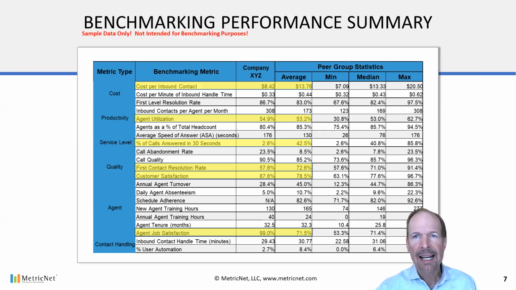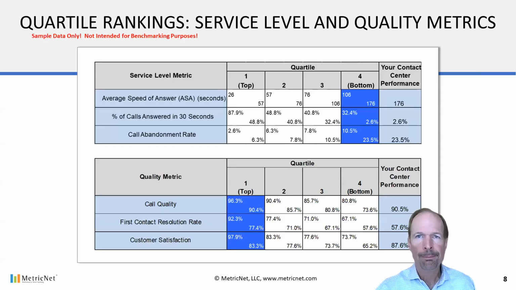The most significant insight from this chart comes from the foundation metrics, cost per contact and customer satisfaction. In this case, cost per contact is below average and customer satisfaction is above average. That is significant because these are the two most important KPIs. And in the case of Contact Center XYZ, they fulfill two of the criteria for a world-class contact center, which is cost below average and customer satisfaction above average.